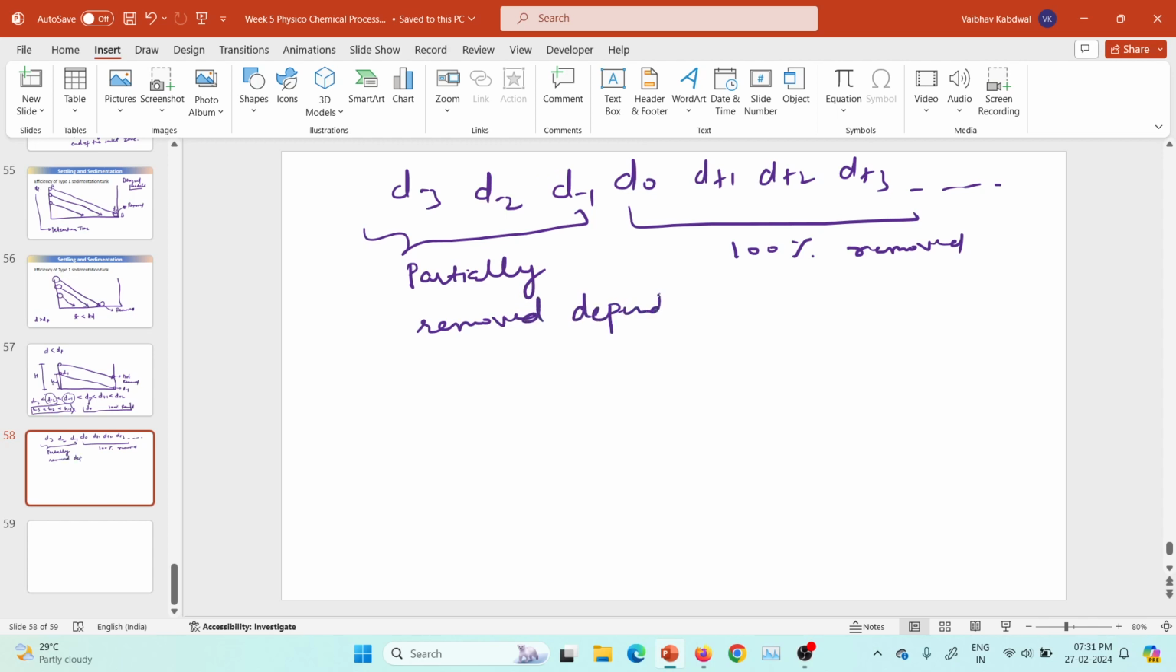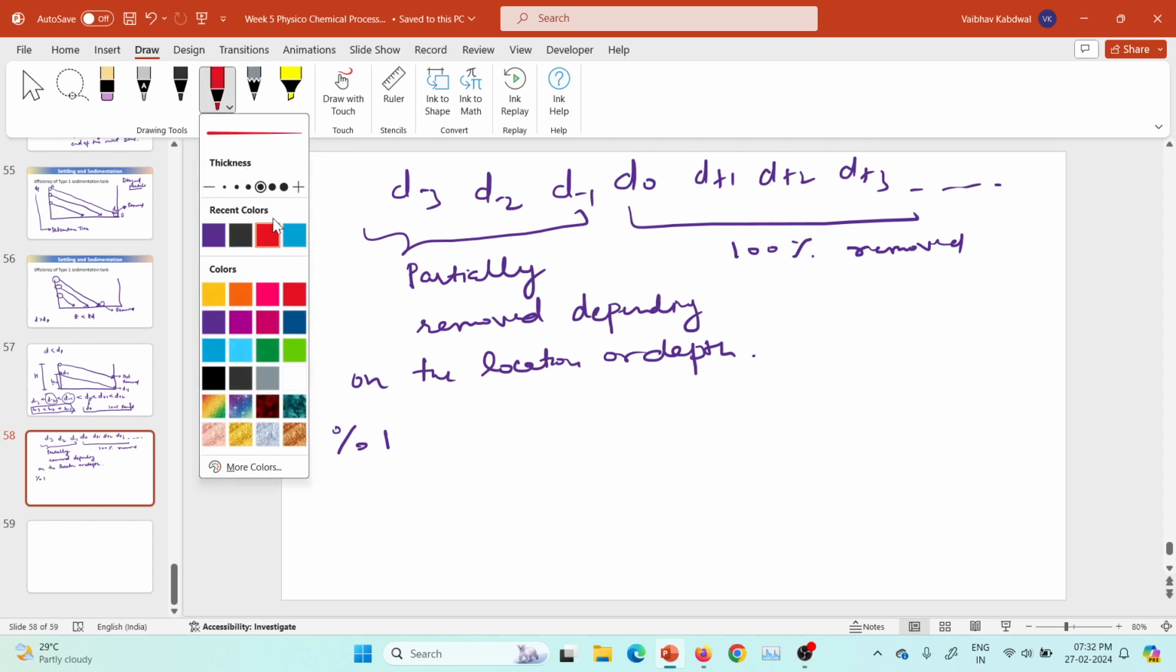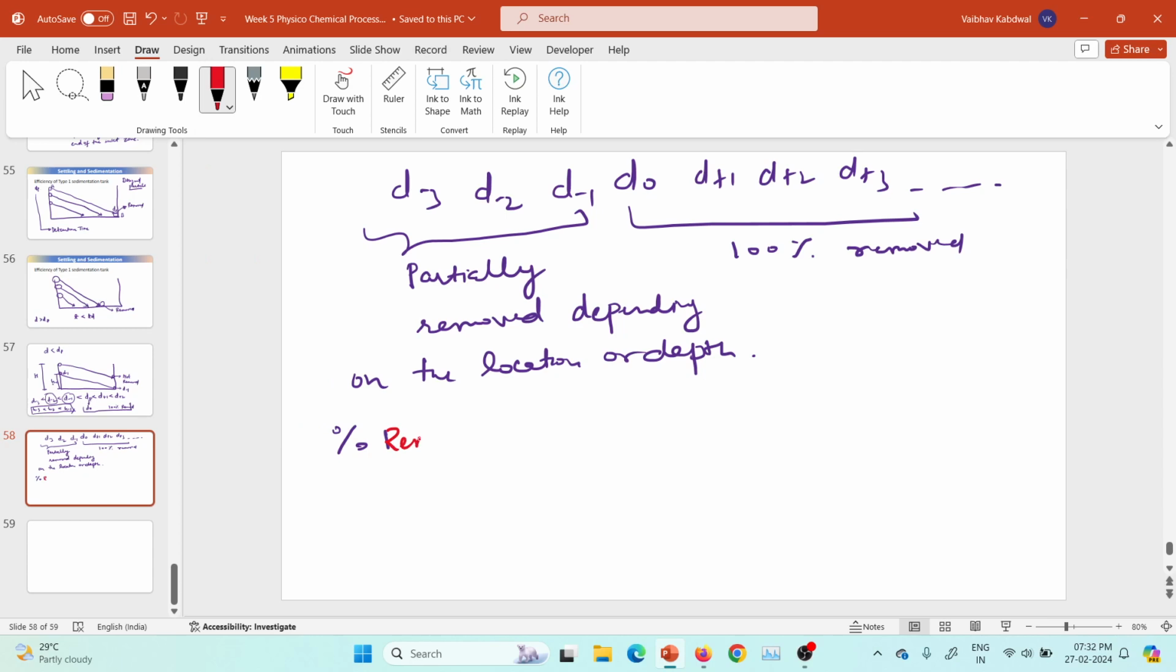Partially removed depending on the location or depth, or at what depth they are present. So let's take an example for d minus 1. So percentage removal we are calculating for smaller particle percent. Let me change the color. Smaller size particle.